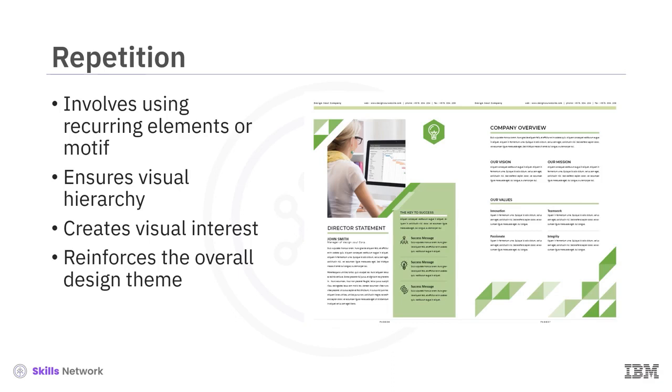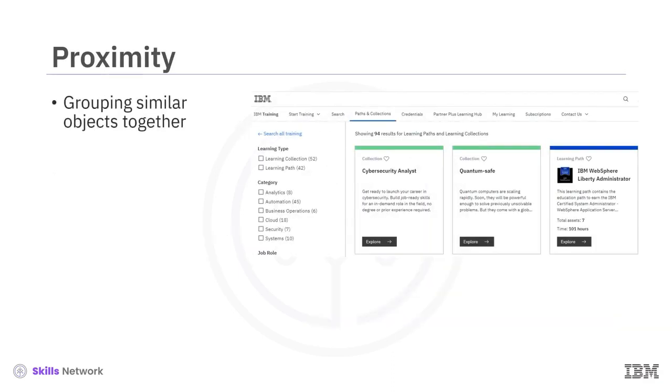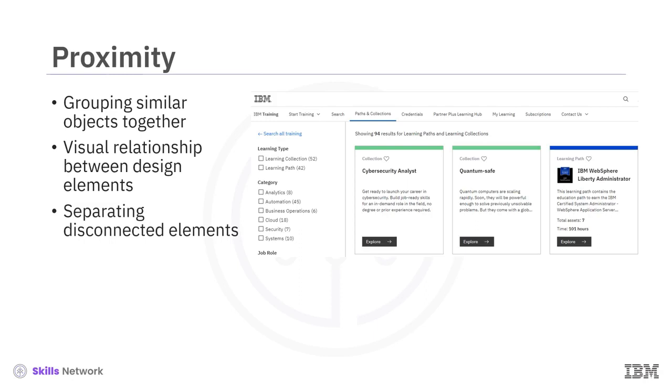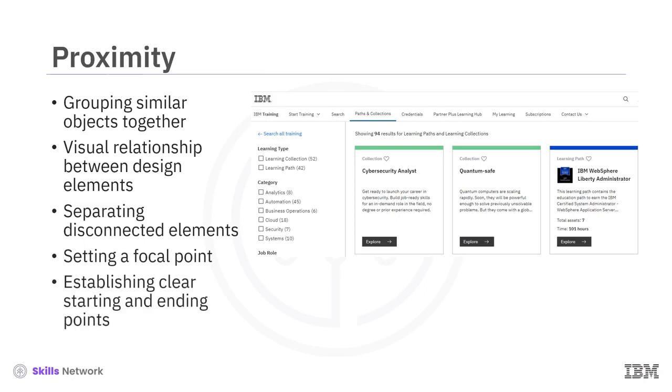Proximity implies grouping similar objects together in a design. It creates a visual relationship between design elements and separates disconnected elements. When incorporating proximity, it is important to set a clear focal point and establish a clear starting and ending point for the user. For example, on the course listing page of an e-learning portal, proximity organizes the courses for users to view them properly.